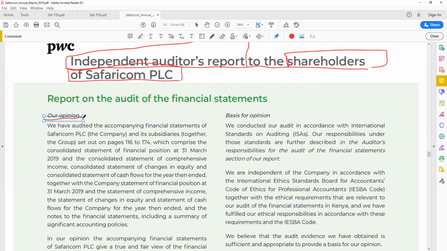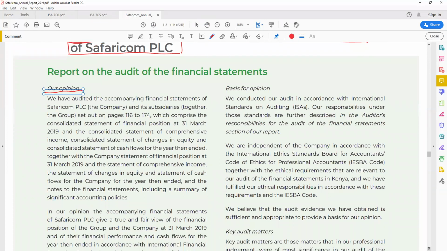Okay, what is your opinion? You can see here, in opinion, the company financial statements of Safaricom Limited do present a true and fair view. So this is the opinion part now. You're trying to inform the users that in our opinion, we have issued what we call the unmodified report.